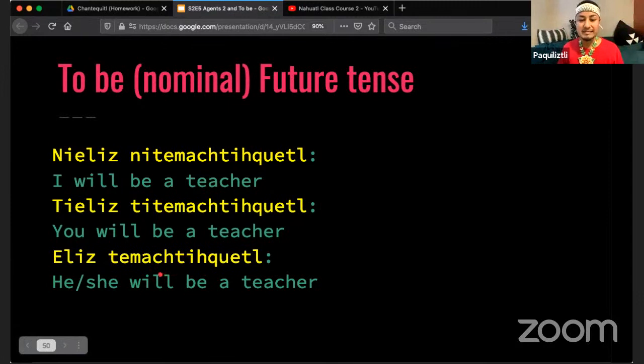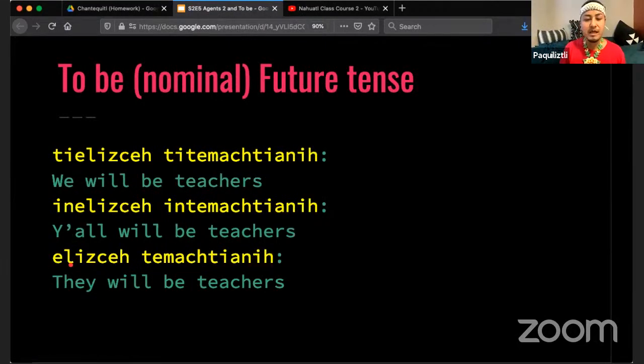So ni elis ni temachtiket, I will be a teacher. Ti elis ti temachtiket, you will be a teacher. Elis temachtiket, notice there's no prefix here. He or she will be a teacher. Ti elise. So the plural form of elis is elise. Ti elise, ti temachtiani, we will be teachers. And notice that because this is plural, so is this. These have to match.